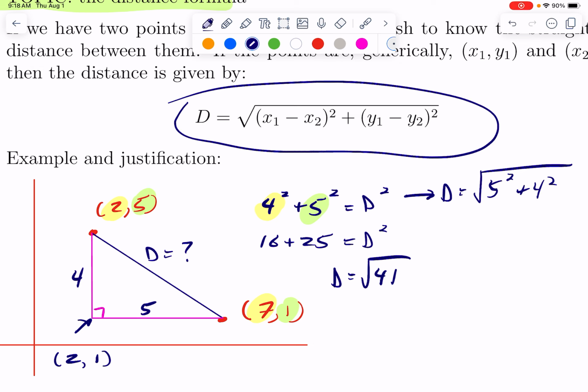We have one big square root, and here we are subtracting our 2 x coordinates and then squaring it because of the Pythagorean theorem. Here we are subtracting 2 y coordinates and squaring it because of the Pythagorean theorem.